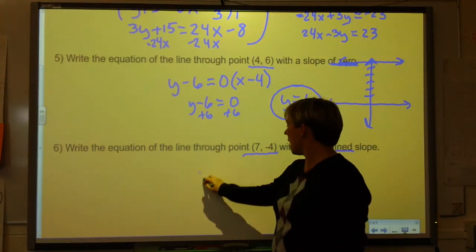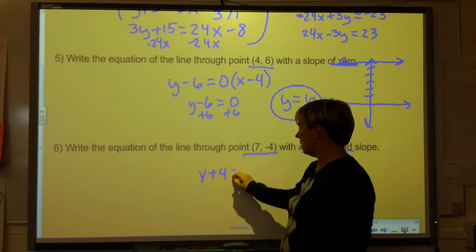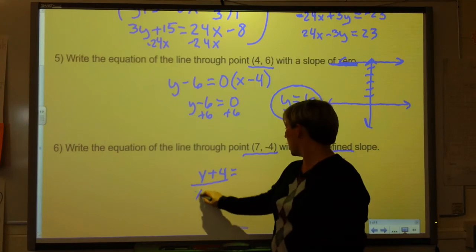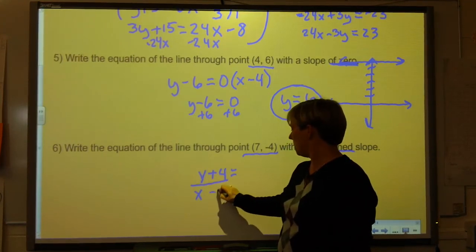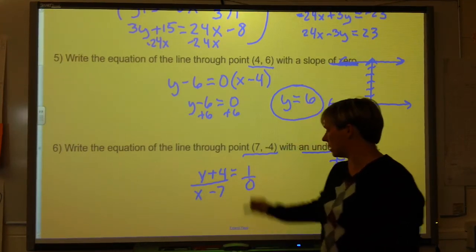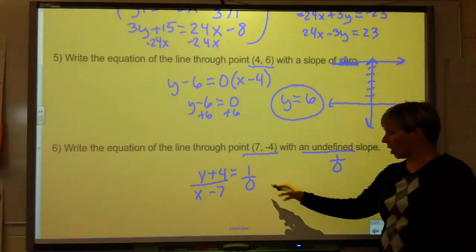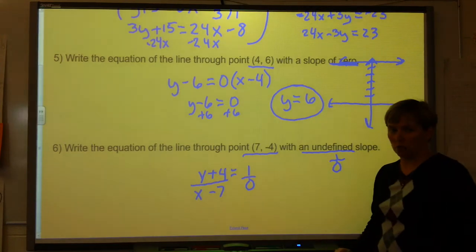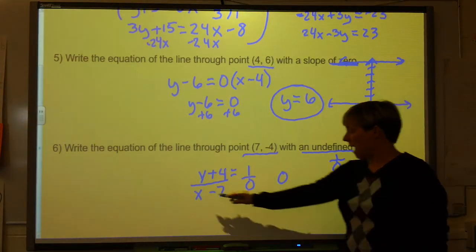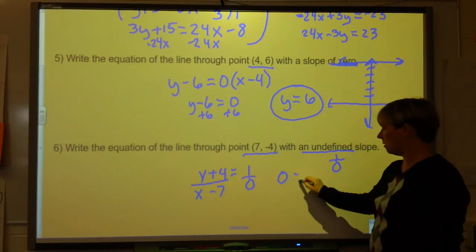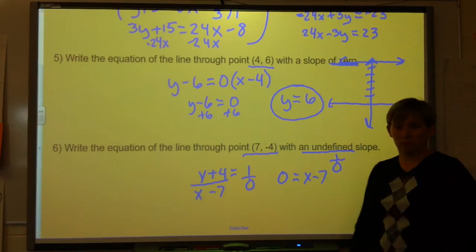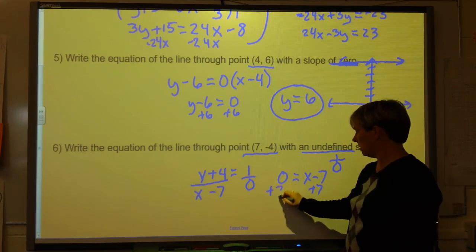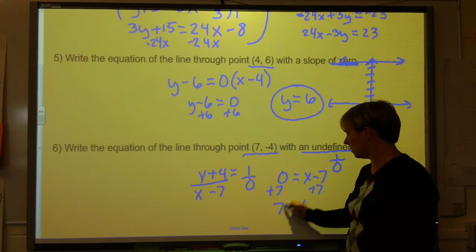That means I'm going to have y plus 4 over x minus 7 is equal to 1 over 0. So when I do those cross products looking at my slope, I'm going to get y plus 4 times 0, well that's 0, and x minus 7 times 1, well that's x minus 7. So I add 7 to both sides, and I get x equals 7.